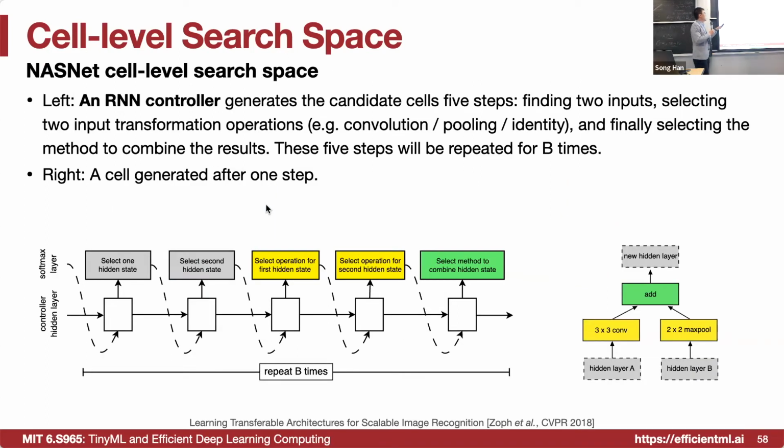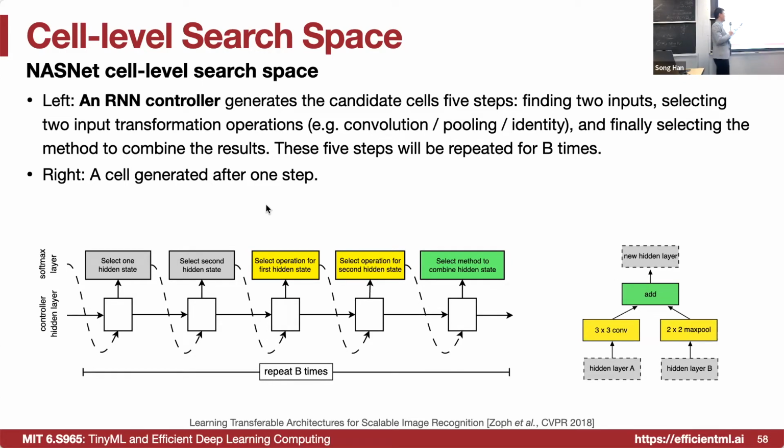In the first paper of NAS, they basically use an RNN controller to generate the candidates for each cell using 5 different steps. Each time we first generate the first hidden state and the second hidden state. Here is hidden layer A and layer B, which are basically the 2 operands. They can choose either from the previous layer or the layer before the previous layer.